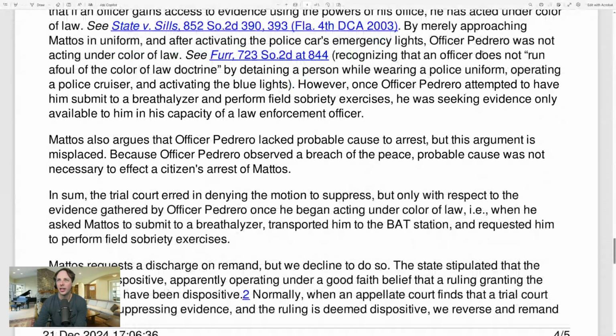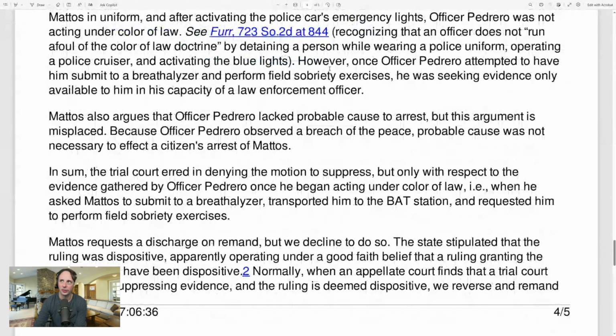Recognizing that an officer does not run afoul of the color of law doctrine by detaining a person while wearing a police uniform, operating a police cruiser, and activating the blue lights. However, once Officer Pedreo attempted to have him submit to a breathalyzer and perform field sobriety exercises, he was seeking evidence only available to him in his capacity as a law enforcement officer.